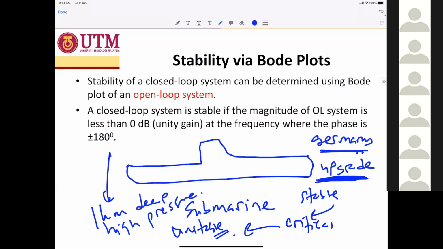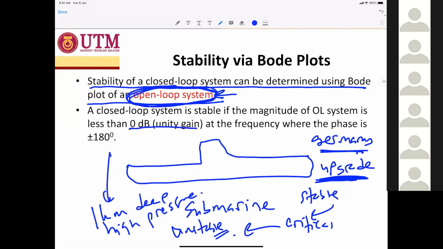So therefore, stability of a closed loop system can be determined using an open loop system. Okay, open loop. Please remember. If you want to find stability, both plots must be in open loop system. A closed loop system is stable if the magnitude of the open loop system is less than 0 dB at the frequency where the phase is plus minus 180 degrees.